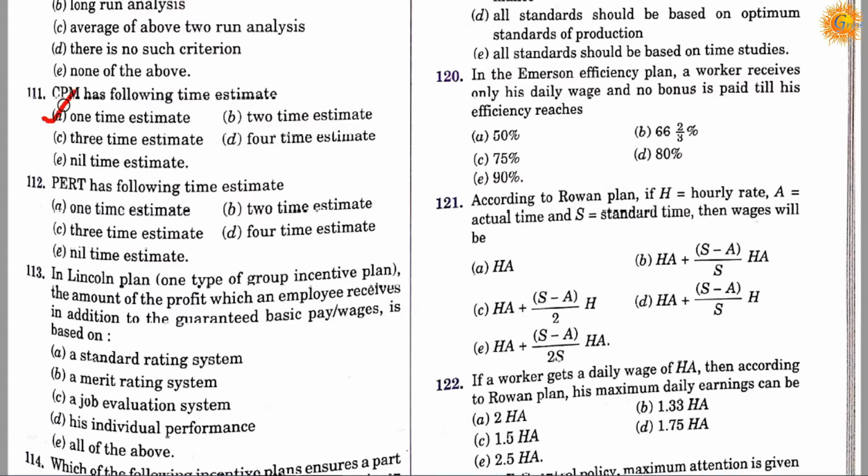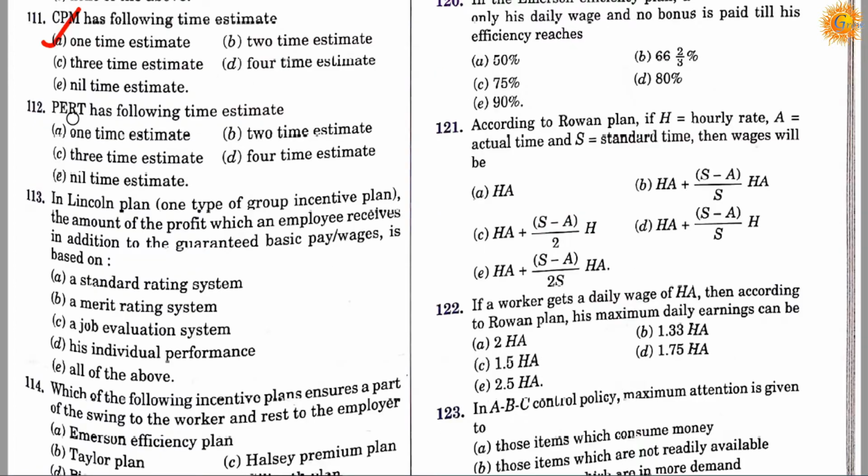Correct answer is A. CPM has 1 time estimate. Question number 112. PERT has the following time estimate. Option A is a 1 time estimate, option B is a 2 time estimate, option C is a 3 time estimate, option D is a 4 time estimate, and option E is a nil time estimate. So the correct answer will be C. It means PERT has a 3 time estimate.